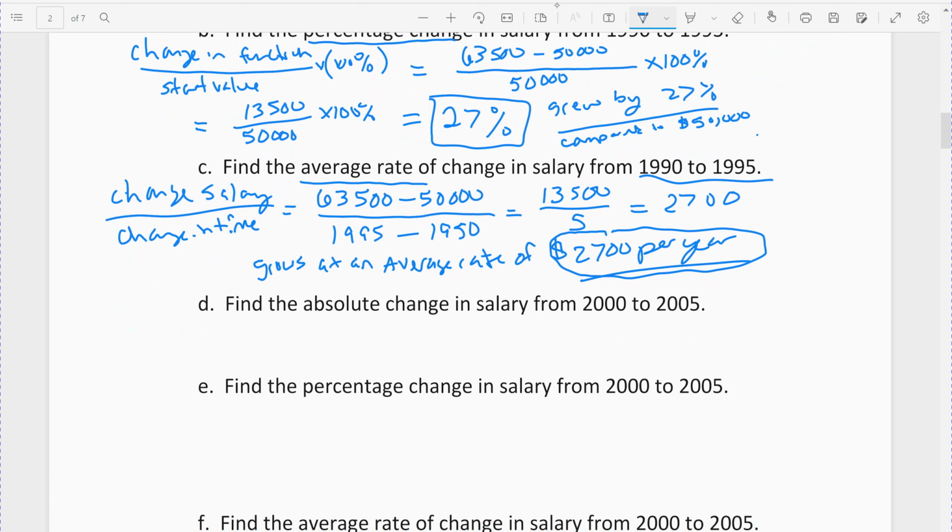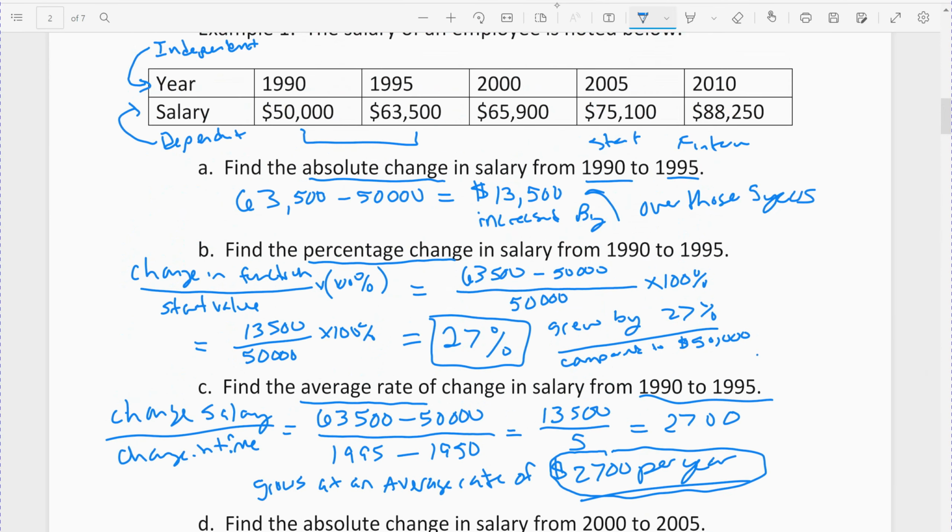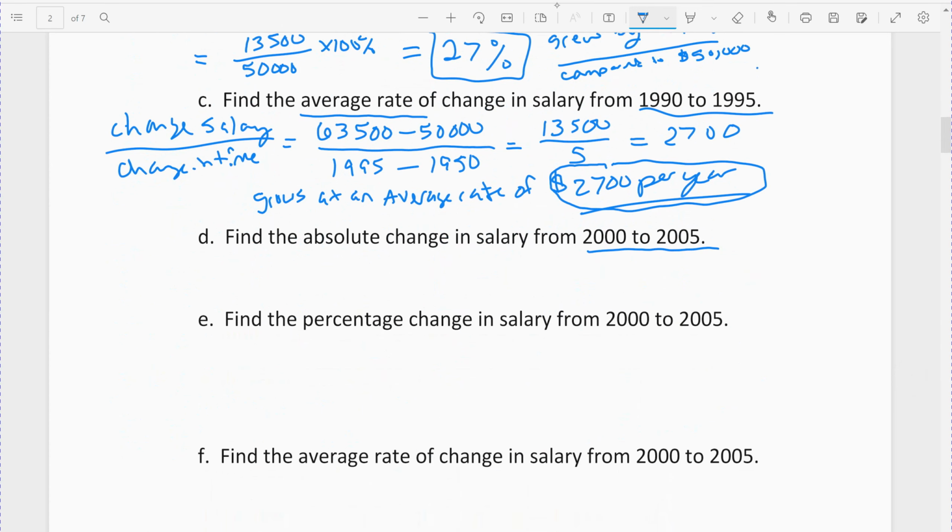All right, so we're going to do the same thing. Now we're just going to pick different years. We're going to find absolute change, percentage change, and average rate. But this time we're going to look between 2000 and 2005. So I got to go get my 2000 and 2005 years. So these are the years I'm looking at. This is where we start, 2000. This is our future value. All right, so our future value is 75,100.